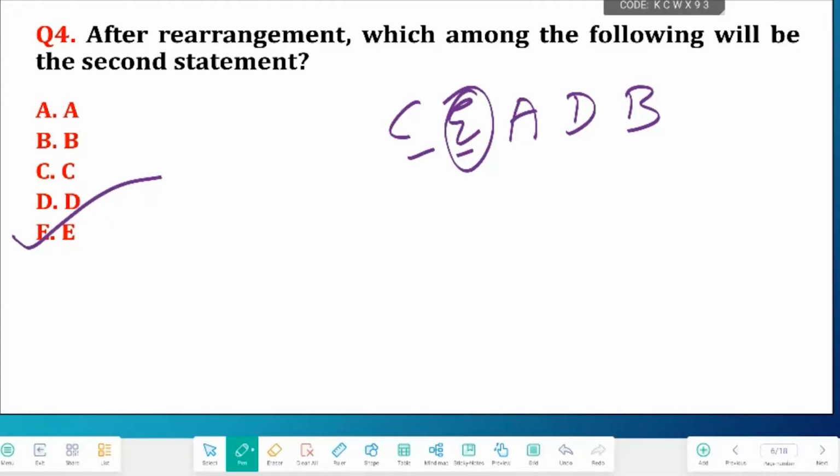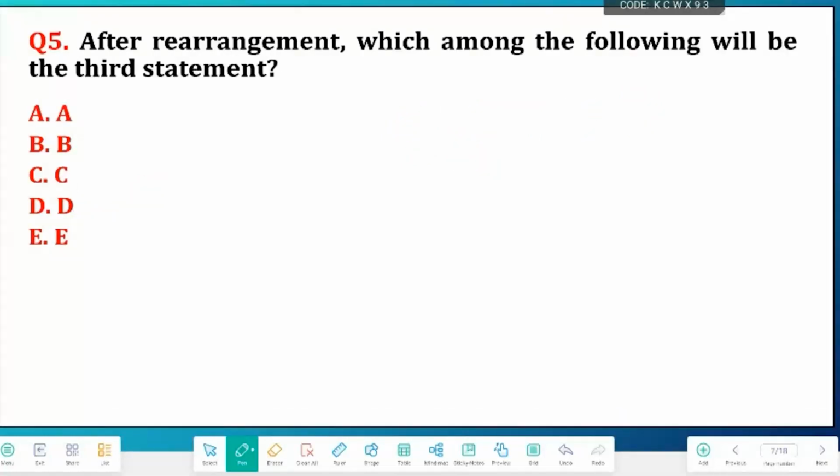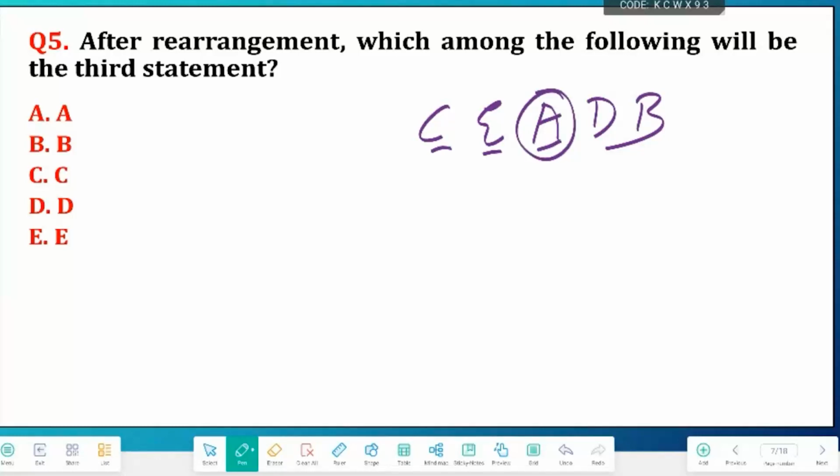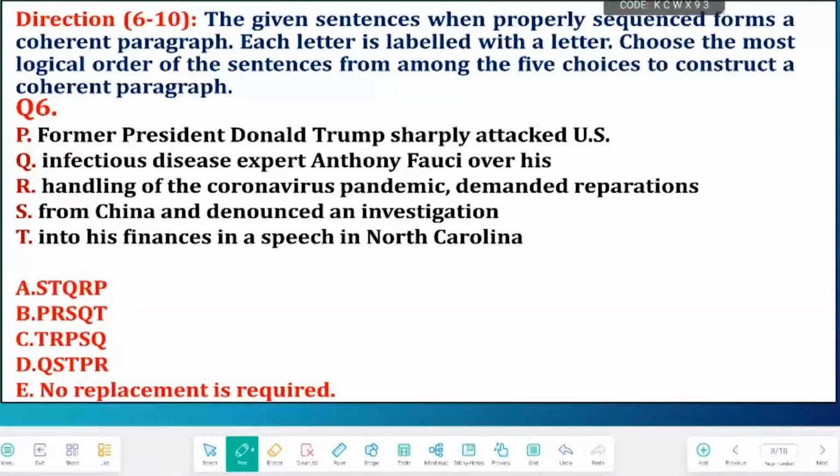I hope you are not having any difficulties over here. Let's move on to the next question. After rearrangement, which among the following will be the third statement? What was the sequence? CEA, DB. So 1, 2, 3. Statement A will be your third statement. Correct answer will be option A. I hope you're not having any difficulties in this.